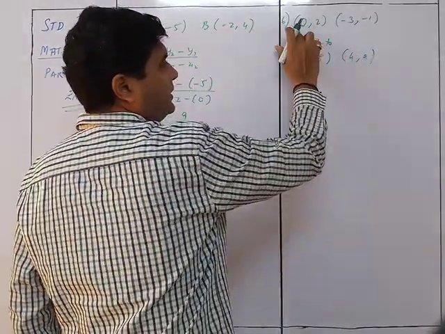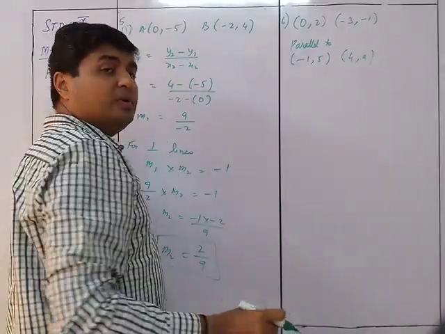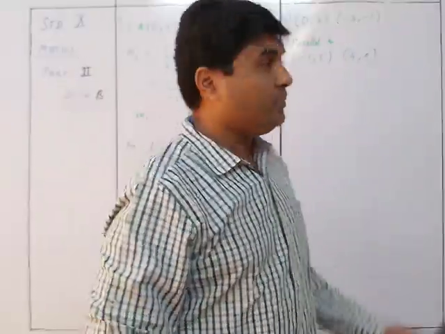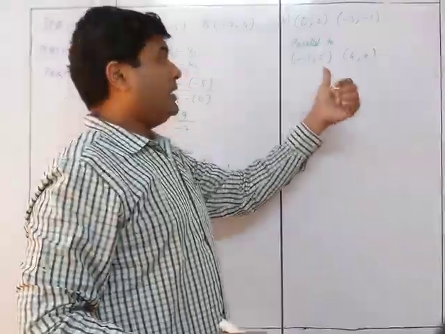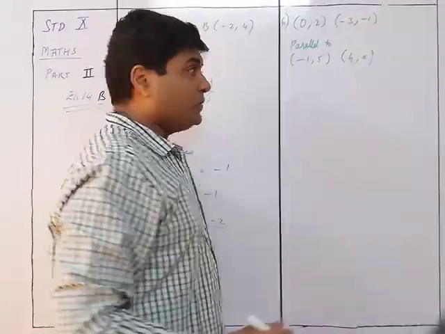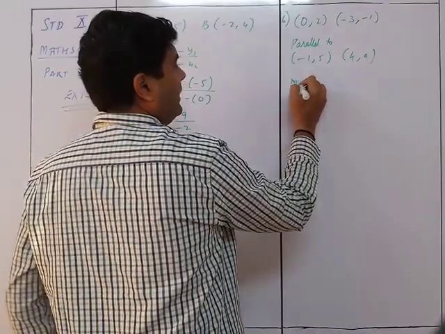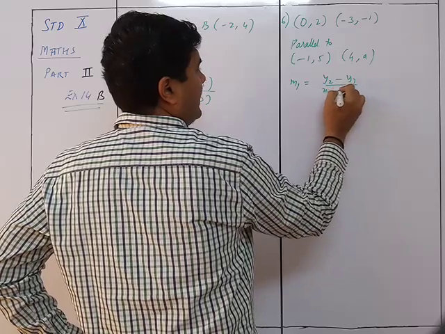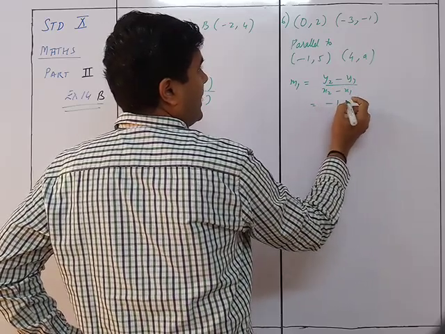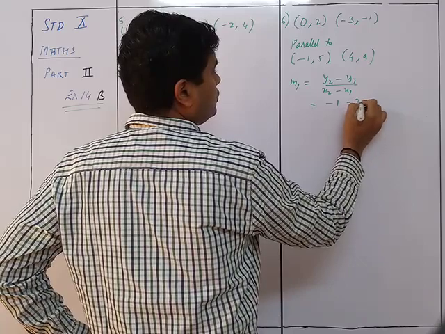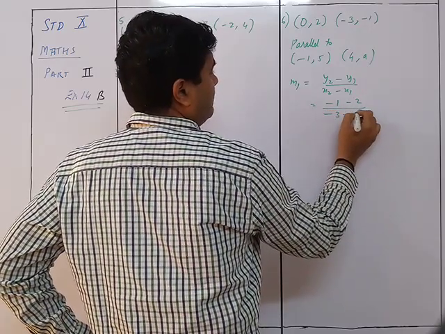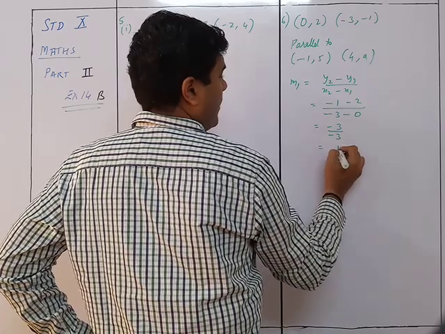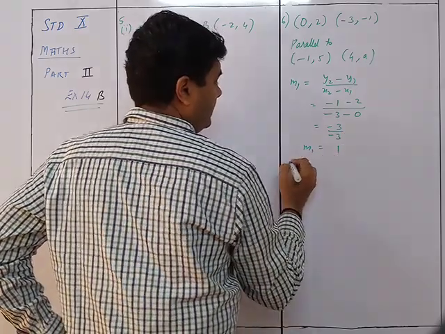So the slope of this line and the slope of that line will be the same, because both lines are parallel to each other. The line passing through this point and this point, and the other passing through this point and this point, both are parallel. So first of all we'll find m1. m1 will be equal to y2 minus y1 upon x2 minus x1. That will be -1 -2 upon -3 minus 0. So that will be -3 upon -3, which is 1. So m1 is equal to 1.